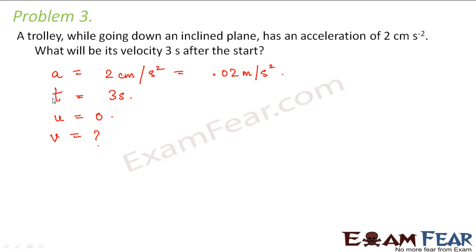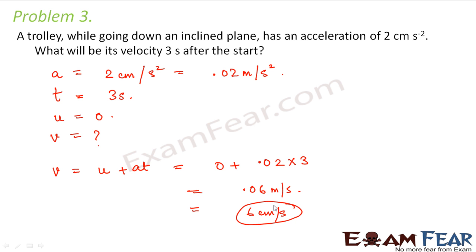So you have v, u, a and t. Which equation would be appropriate for this? The first equation, because it connects all of them. v is equal to u plus at. So u is 0 plus a is 0.02 into 3. So this is equal to 0.06 meter per second, or this can be written as 6 centimeter per second. So this would be the velocity after 3 seconds from the start.